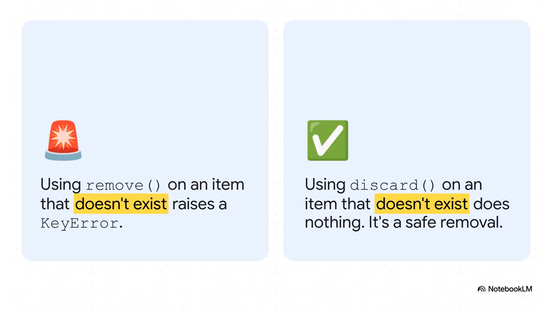And this right here shows that critical difference perfectly. On the left, we try to remove grape. Since grape isn't in our set, the code breaks. KeyError. On the right, we discard grape. It's not there, so nothing happens. The program just continues on its merry way. This makes discard the go-to choice when you can't guarantee an item exists.